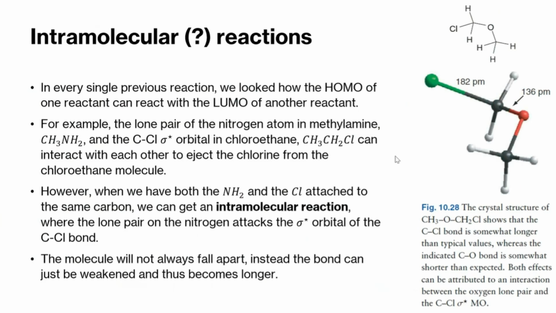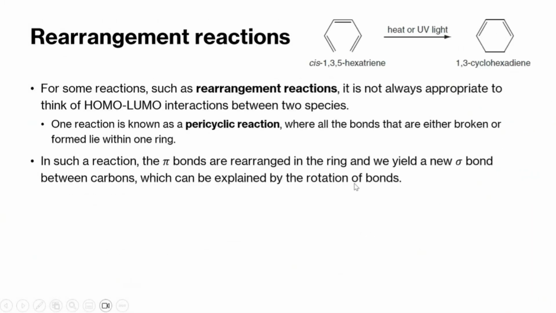The molecule will not always fall apart; instead, the bond can just be weakened and thus become longer in some situations. In this image, we can see that the lone pair on this oxygen atom can interact with this carbon-chlorine sigma antibonding molecular orbital to weaken it. It shows that the carbon-chlorine bond is actually somewhat longer than typical values, as expected. So that's enough about intramolecular reactions.